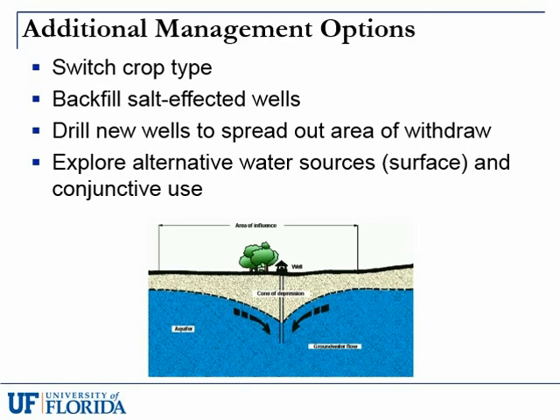Again, it's going to be dependent specifically on what your situation is and how the water is moving. And the other is using alternative water sources, or using those conjunctively with your well water. If you have a storage pond for rainwater, you could be mixing that in, and that's another thing to reduce some of the salinity that might be coming from irrigation water.